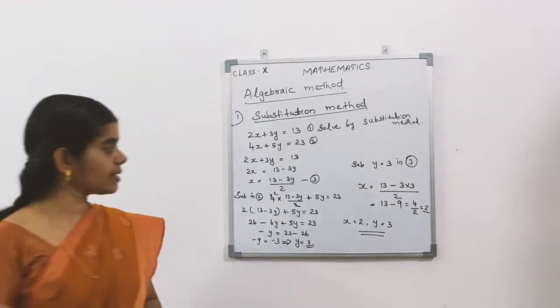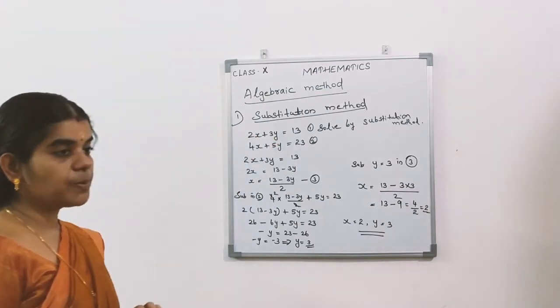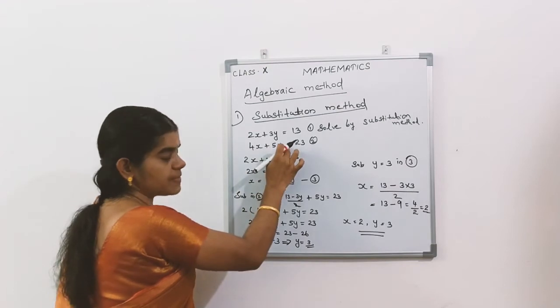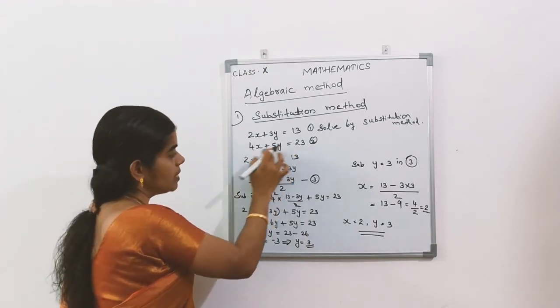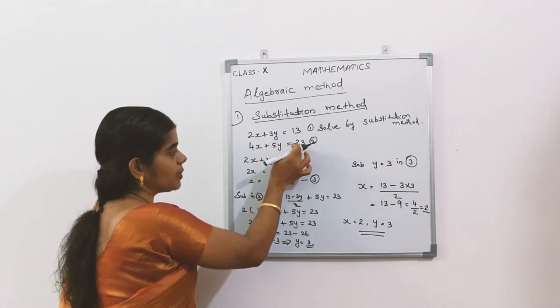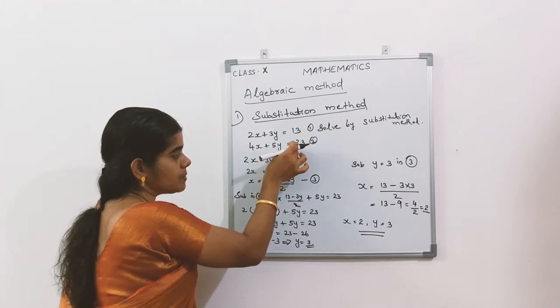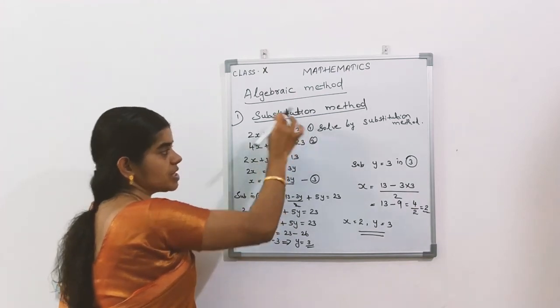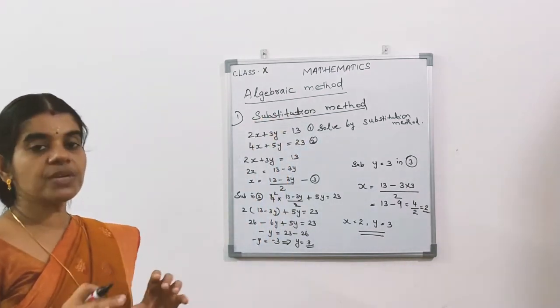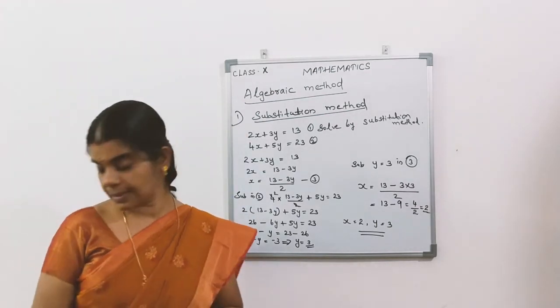Then this I use 2x plus 3y is equal to 13. Suppose that if you are taking this as the first one, that also possible. 4x is equal to 23 minus 5y. X is equal to 23 minus 5y by 4. That time you want to substitute that value in the equation number 1. Which equation we are using? It's the next equation you want to substitute that values.